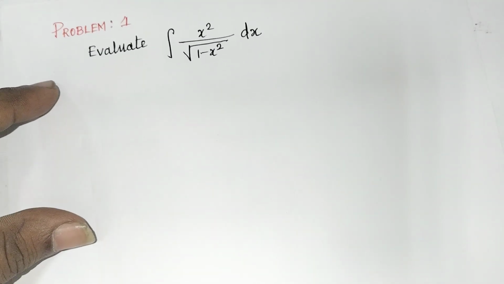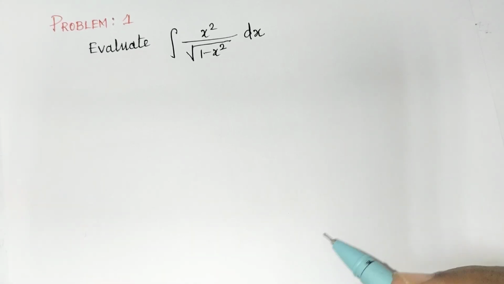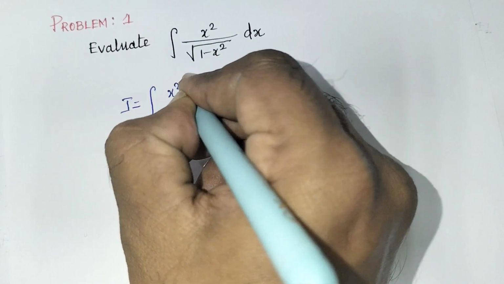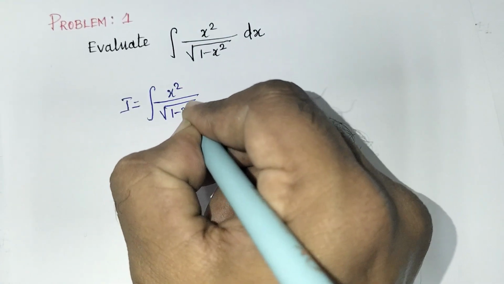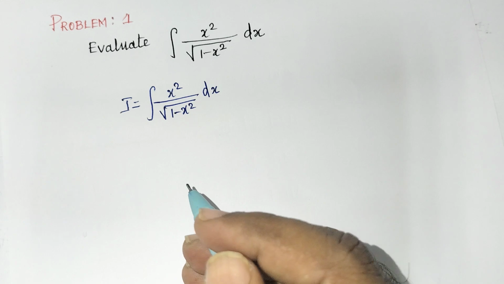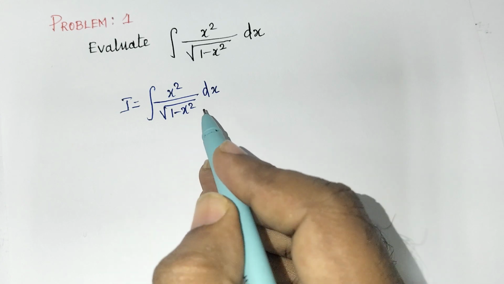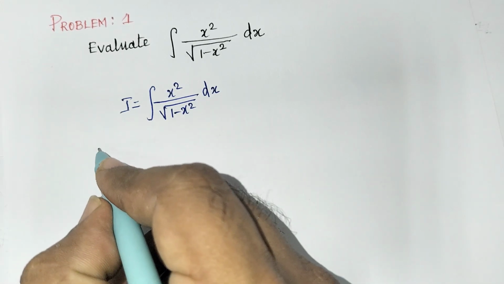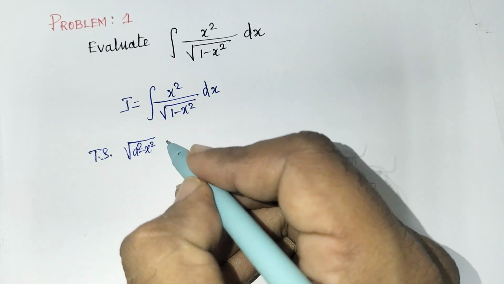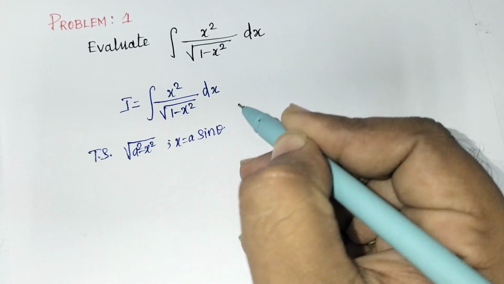Problem number 1. Evaluate the integral of x square divided by square root of 1 minus x square into dx. Consider I equal to the integral of x square divided by square root of 1 minus x square into dx. This problem I am going to solve by the trigonometric substitution method. This expression represents the trigonometric substitution model: square root of a square minus x square means we can substitute x equal to a sin theta. This is our substitution value.